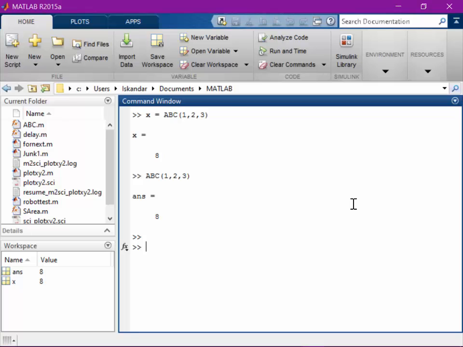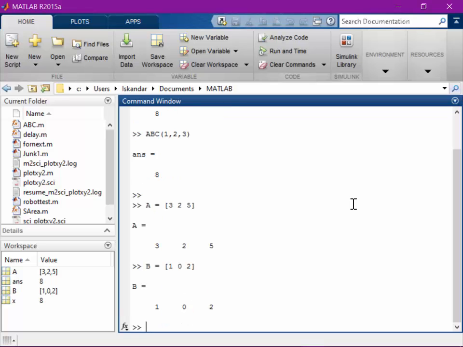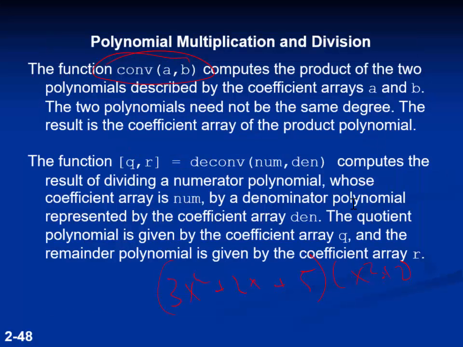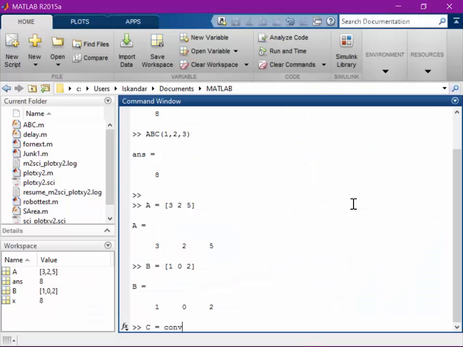Up there, we're going to say that A is equal to bracket 3, 2, 5. B was equal to 1, 0, 2. And we say C is equal to conv, and make sure I spell that right, C-O-N-V. A comma B.